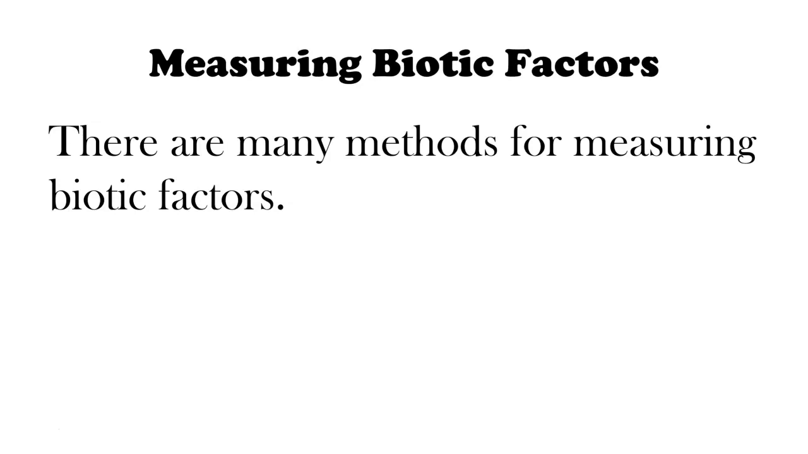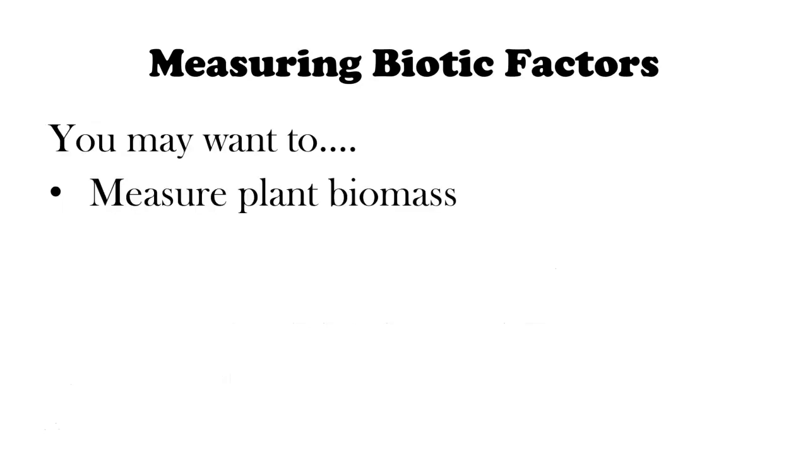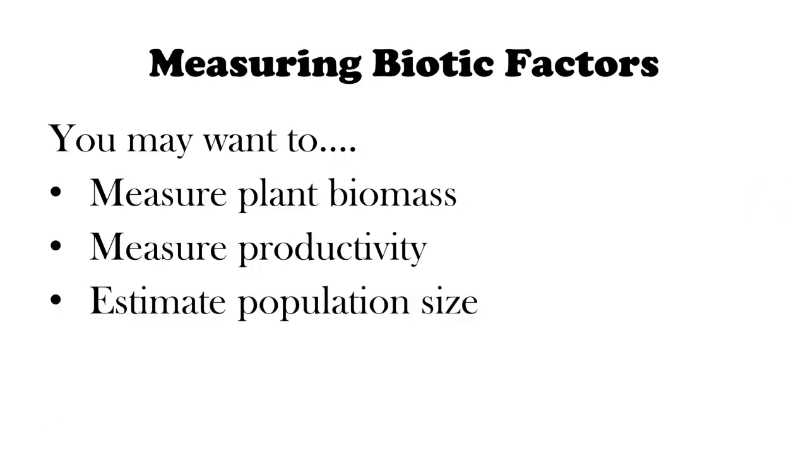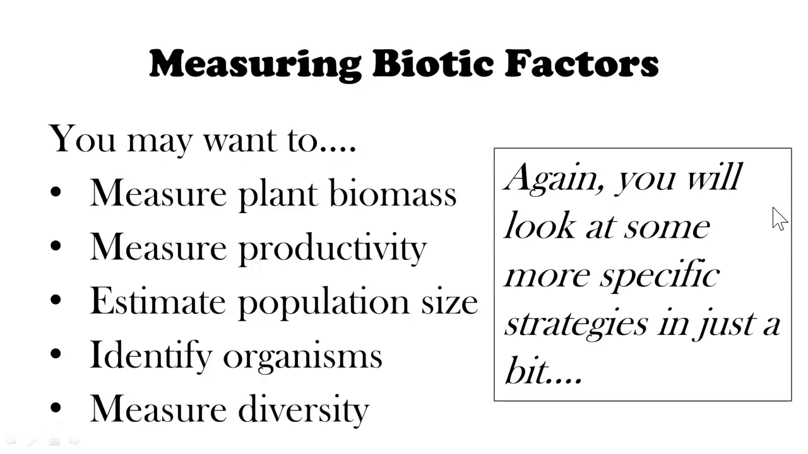So there are many methods for measuring biotic factors. The method you choose depends on what you're studying and what type of question you're asking. And just to look at some examples of biotic factors that could be measured in an ecosystem, you may want to measure plant biomass, measure productivity, which is the rate at which organisms create biomass, estimate population or community size, identify the different organisms in a population, identify what type of organisms are living in an ecosystem, and measure the diversity of an ecosystem. And like I said, we're going to take a look at some more specific strategies in a bit. We're going to do that in groups.